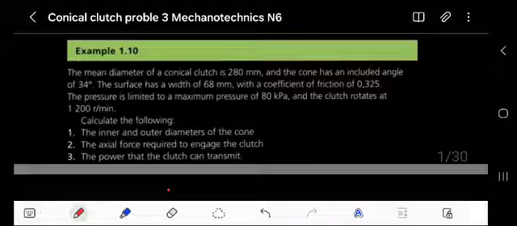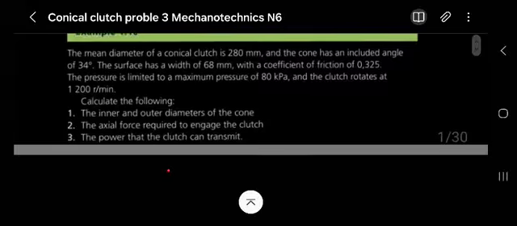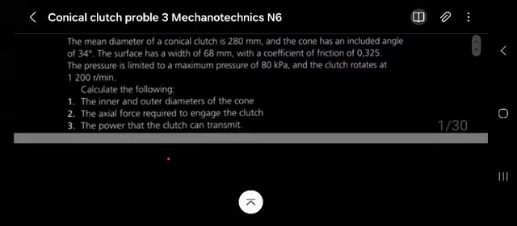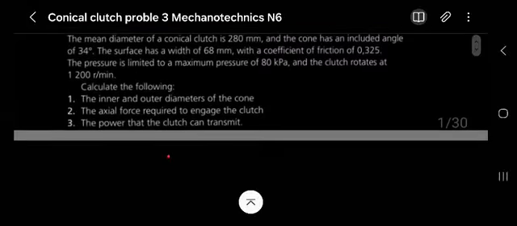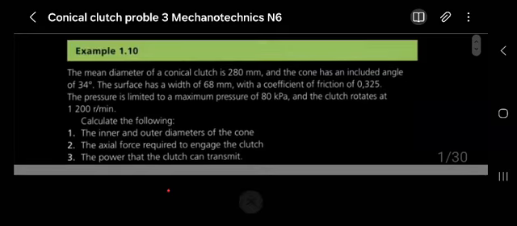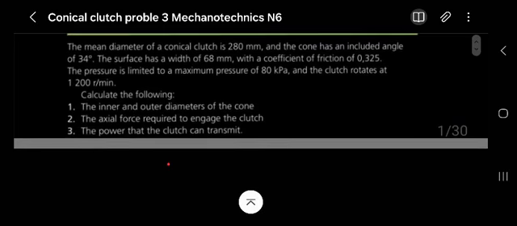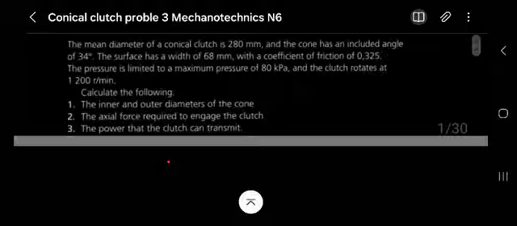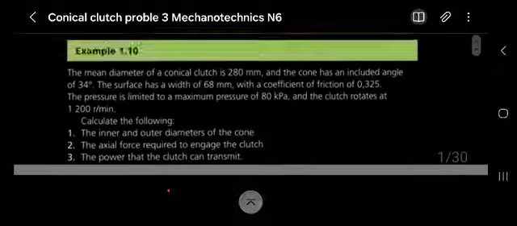But here is written 1.10, right? I've given this example, so let us take it. I advise you to watch my previous video based on Conical Clutch. There's an introduction there. You can watch it so that you'll understand what is going on.